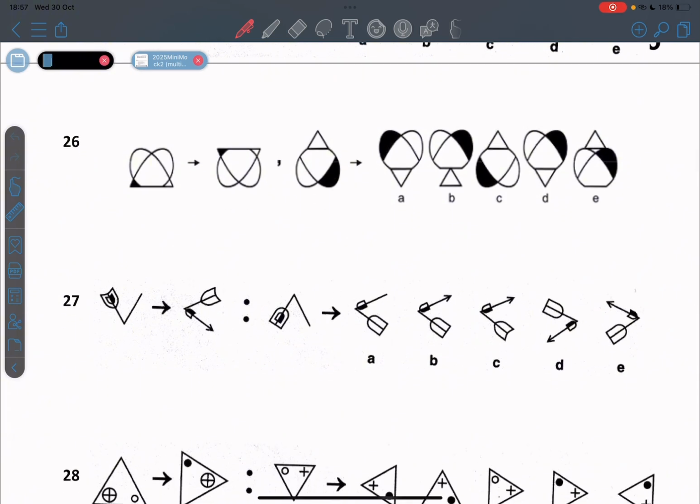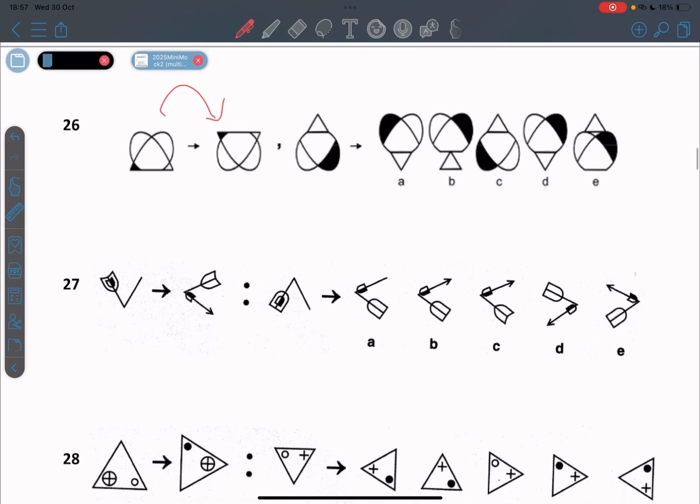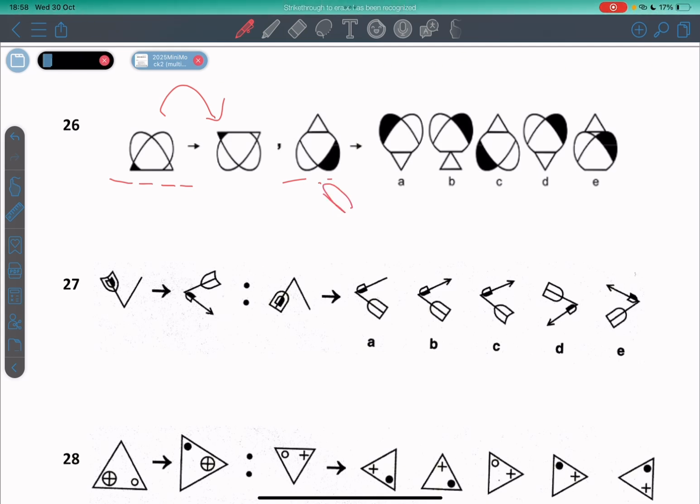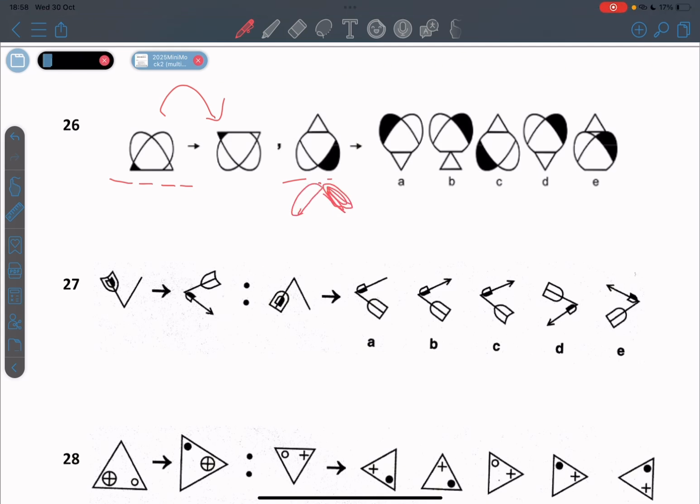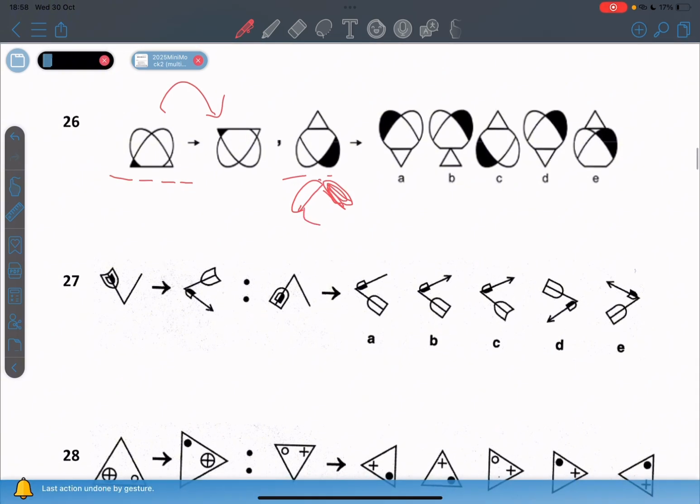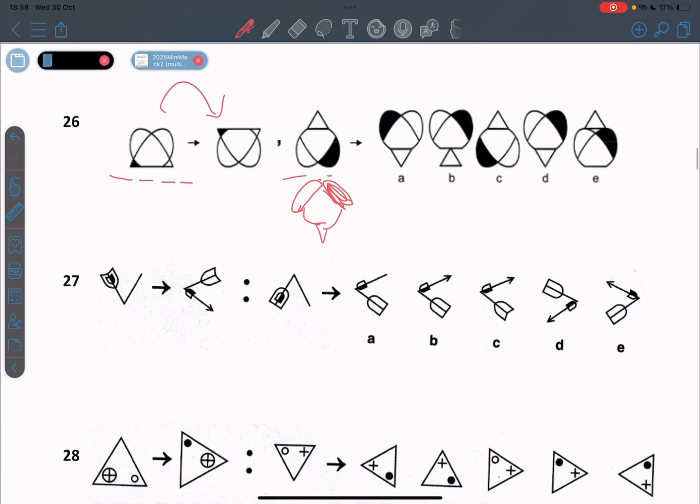Question 26. So from left to right, it looks like the shape is just reflected horizontally. So if we reflect this shape, we should have a black section up here, and then we should have the rest of the shape. So it should be black here, white here, and it should sort of be like that, and then with a triangle at the bottom. So that is option D.